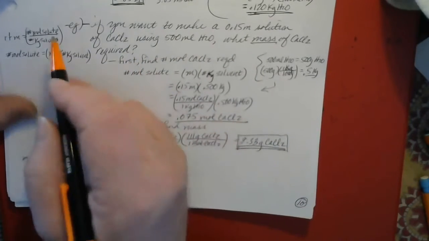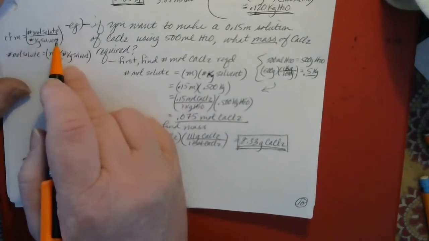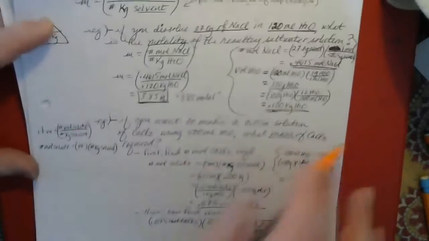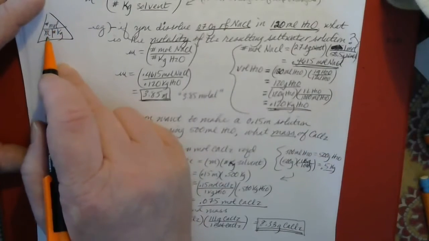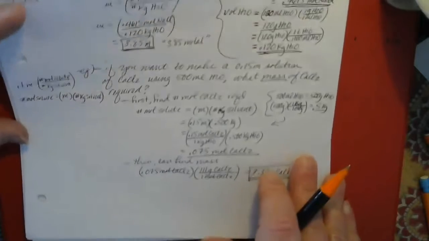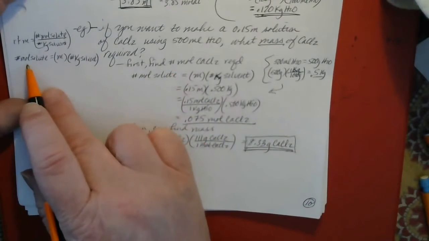Fair enough. So if molality is number of moles of solute divided by kilograms of solvent, then you can rearrange this equation. Moles of solute would be molality times kilograms of solvent. Okay, that's nice.